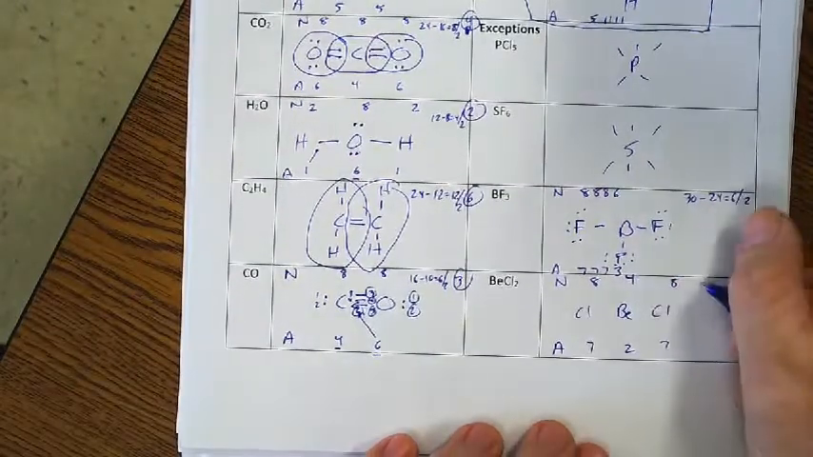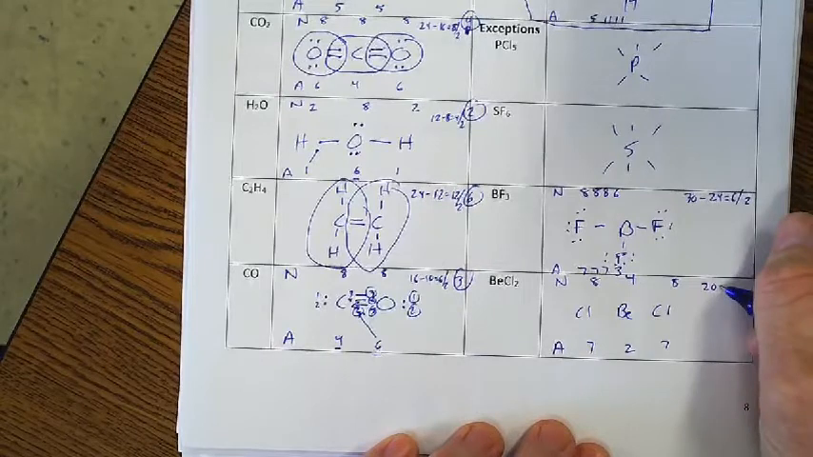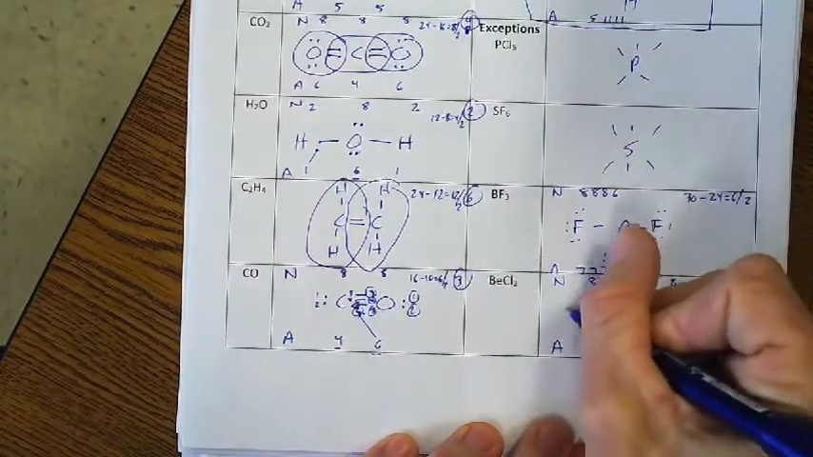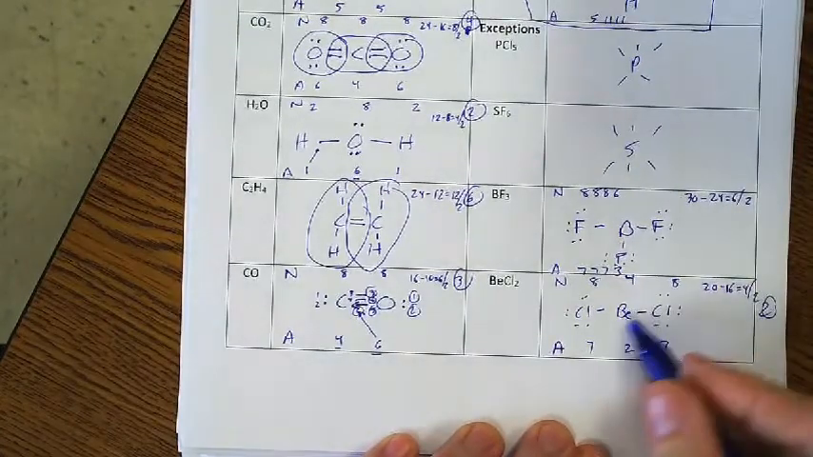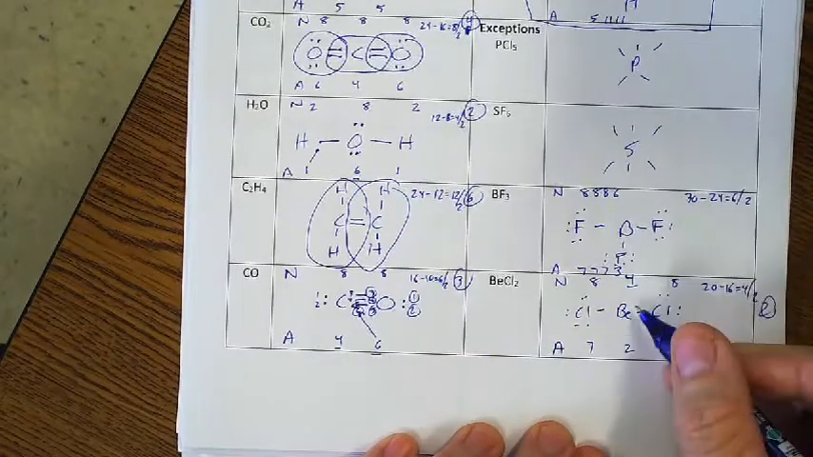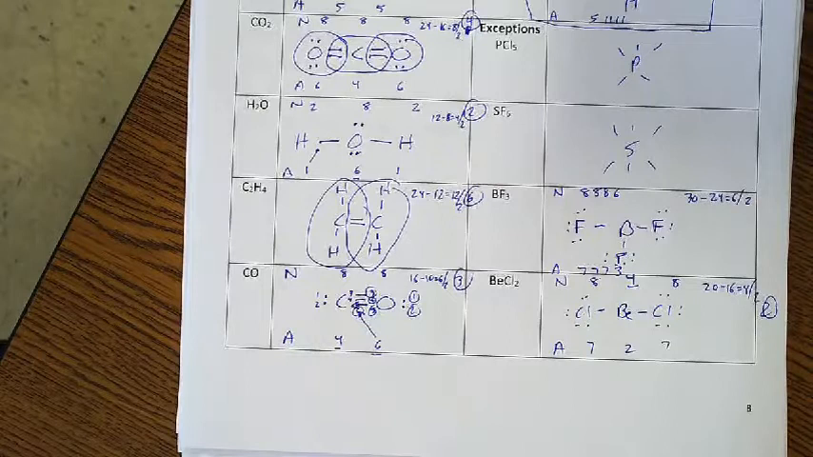So again, that's 20 minus 16 is 4 divided by 2. There's 2 bonds there, 1 there and 1 there. Add dots to the chlorine until they both have 8. But again, beryllium right now thinks it has 4 in its outer shell. It doesn't need any dots around it because it's happy with 4.